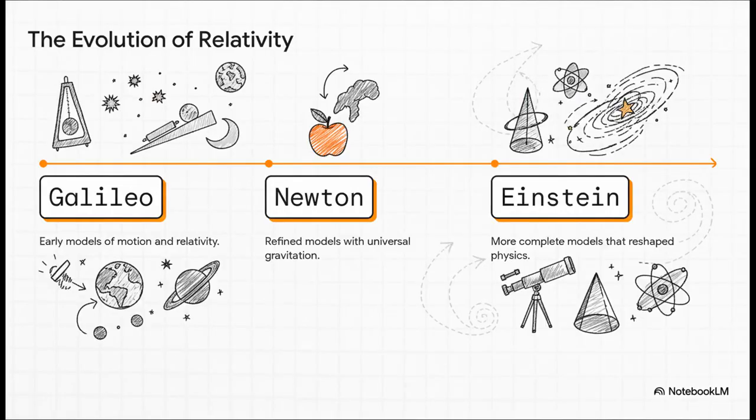And you can see this play out perfectly in the history of physics, right? Galileo's early models of motion, super useful. But then Newton came along, and his models with universal gravitation were even better. But then came Einstein, who showed that even Newton's universe was incomplete. See the pattern? Every single one of those models was wrong in some way, but each one was an absolutely massive, game-changing, and correct step forward.